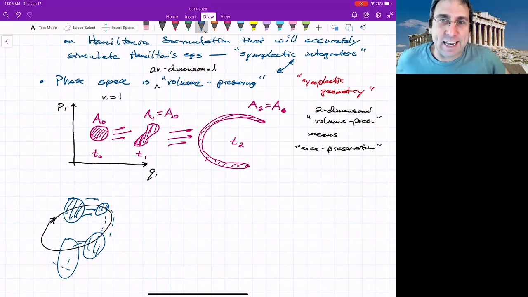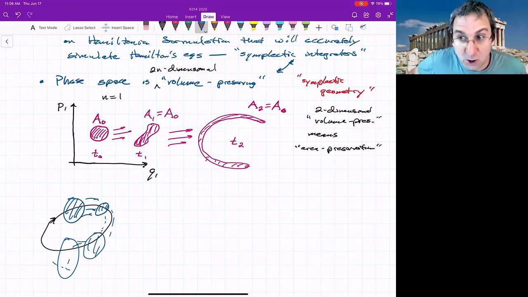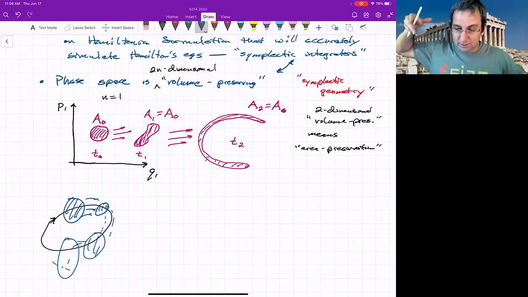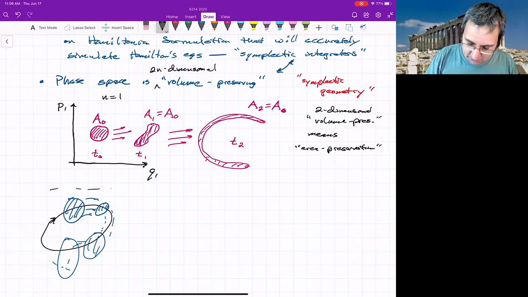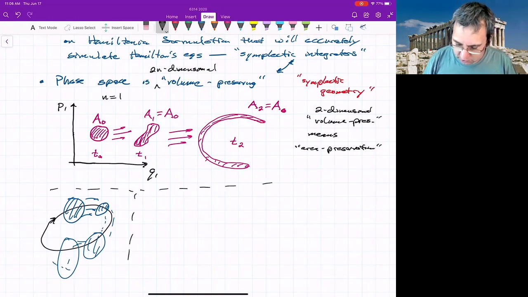So with Lagrange's equations, you don't have this volume preservation, and you might even come to the wrong conclusion, saying, well, if things are shrinking down, then maybe they'll be shrinking down forever, and I have something that's asymptotically stable. But in Hamilton's equations, you don't have any attractors.